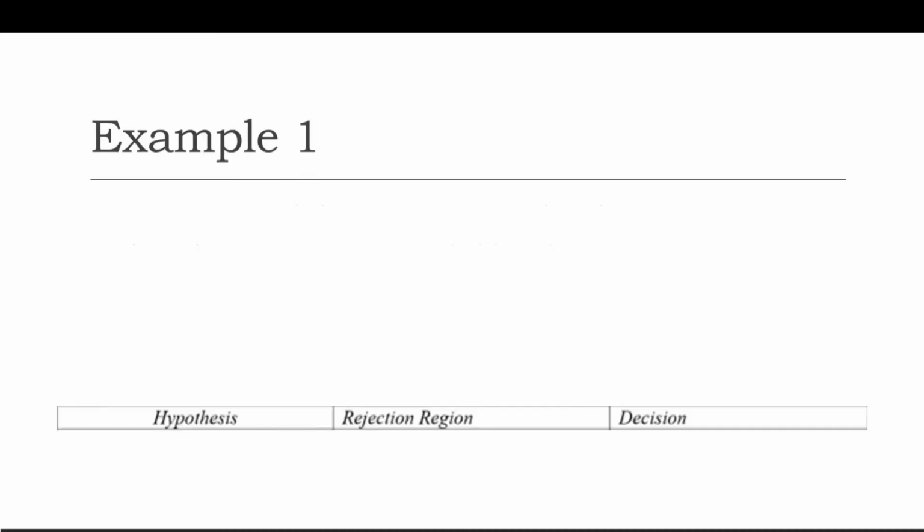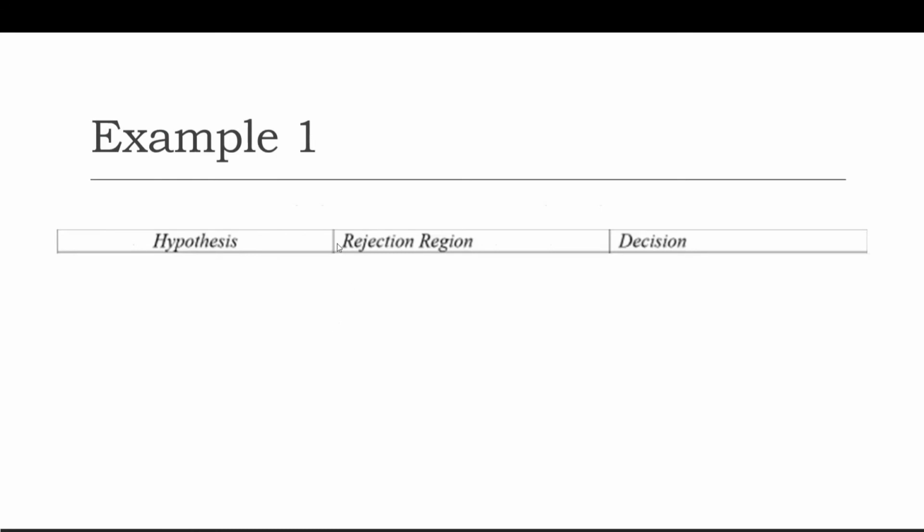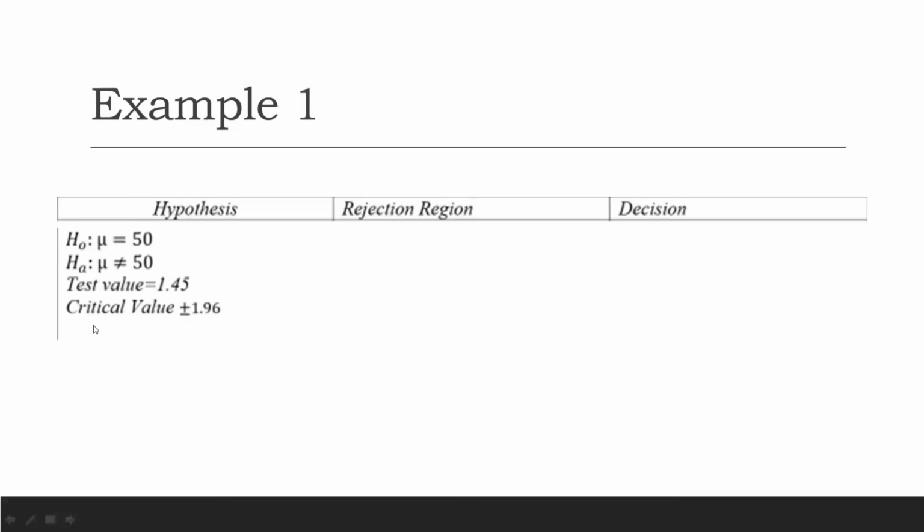Example 1. We have the hypothesis, the rejection region, and the decision. Meron tayo ditong null hypothesis and the alternative hypothesis, which is equal to 50 and not equal to 50. And we have the test value ng 1.45. And then, the critical value is positive and negative 1.96. Sa ating alternative hypothesis, gumamit tayo ng not equal. Therefore, sa dalawa yung ating rejection region. I-draw natin yung dalawang rejection region.